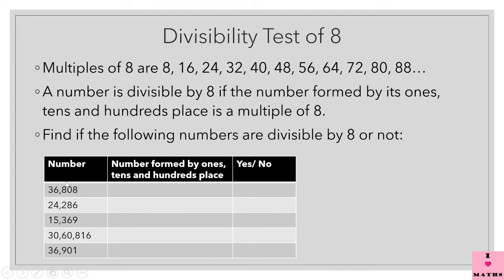800 divided by 8. Now 8 ones are 8. 8 minus 8, 0. Copy 0 doesn't go. You put a 0 in the quotient. 8 ones are 8. So the quotient is 101 and the remainder is 0. So this number is divisible by 8. Okay.